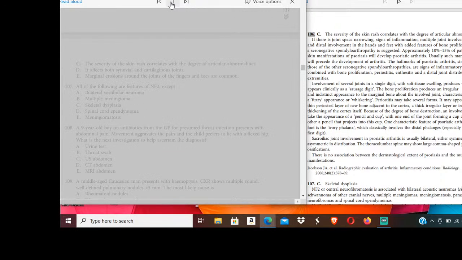C. The severity of the skin rash correlates with the degree of articular abnormalities. D. It affects both synovial and cartilaginous joints. E. Marginal erosions around the joints of the fingers and toes are common.